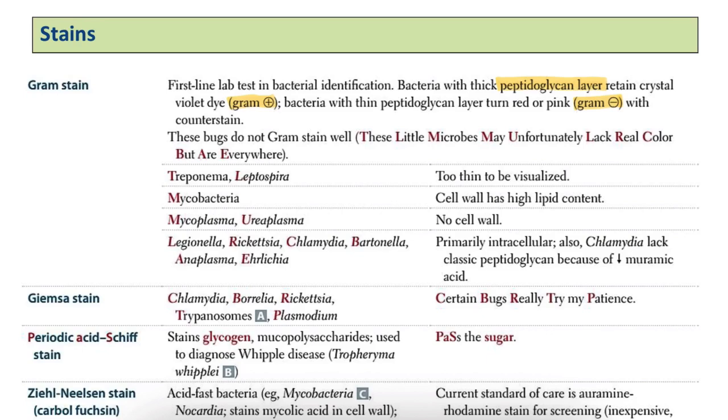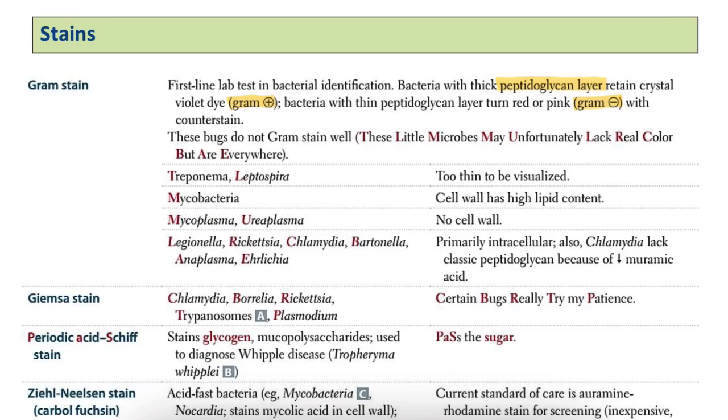In gram positive bacteria, the cell wall has a thick peptidoglycan layer, and after gram stain the color is purple or violet. Next, gram negative. In gram negative bacteria we can see a thin peptidoglycan layer, and the color is pink or red.